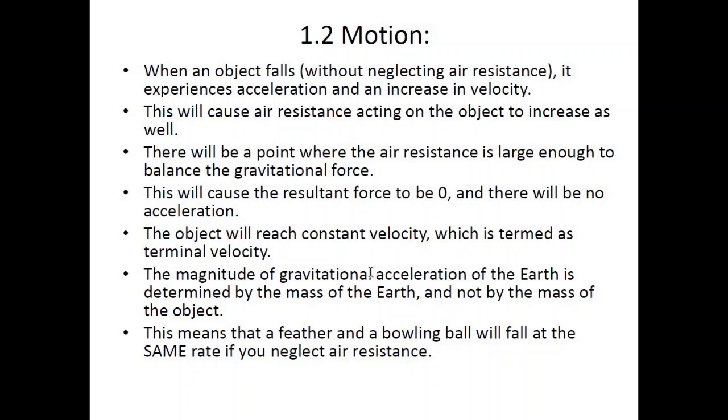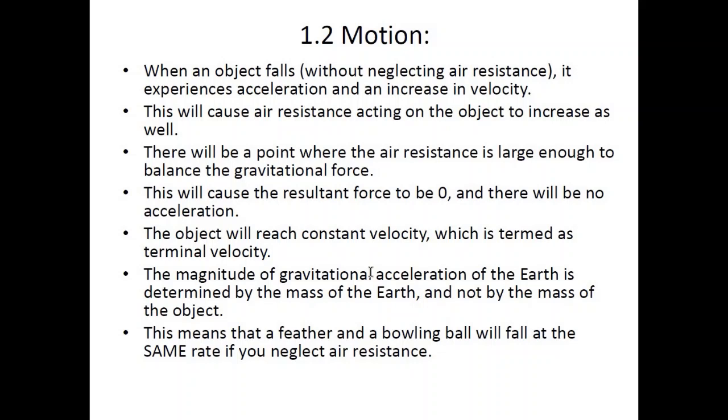This will cause the resultant force to become 0, because both upward and downward forces would be equal in magnitude but opposite in direction. So let's say plus 5 and minus 5 would become 0, plus 18 minus 18 would become 0. So there would be no net force, no net acceleration on the object. At that point we say that the object has reached terminal velocity, or a uniform velocity, or a constant velocity. This is usually referred to as terminal velocity in questions.